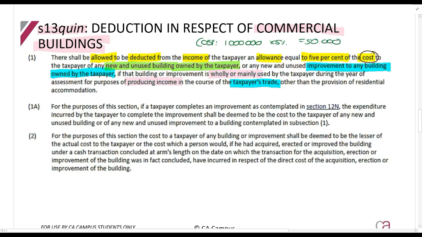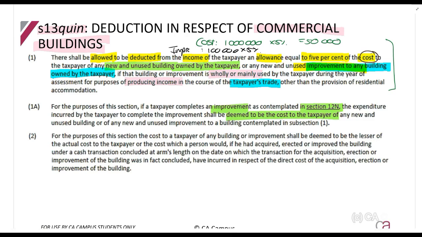Right. Please note, guys, you can see there's no apportionment. They also tell you, you get this if you make an improvement to the building. So if I now later go and I say, okay, and now I want to improve the building and I add an extra 100,000 rand, that 100,000 rands will qualify for the allowance. Right, that tells you also here, if you have an improvement contemplated in section 12N, that will be treated as the cost to the taxpayer.